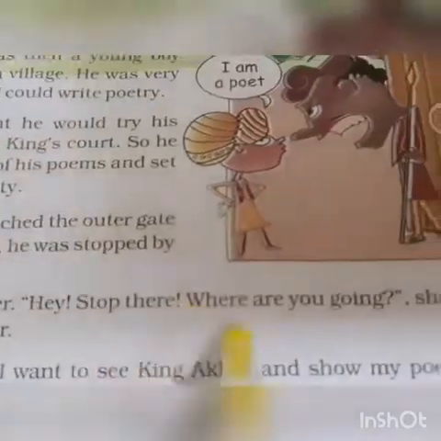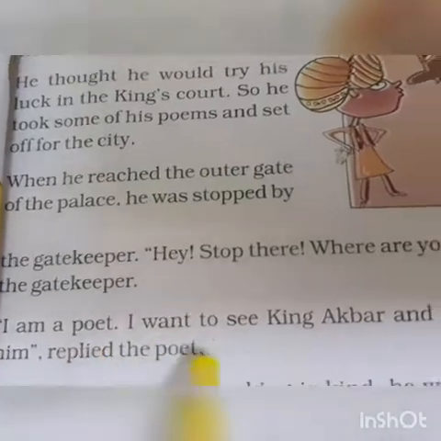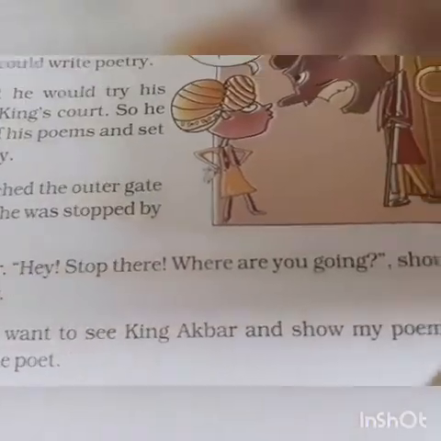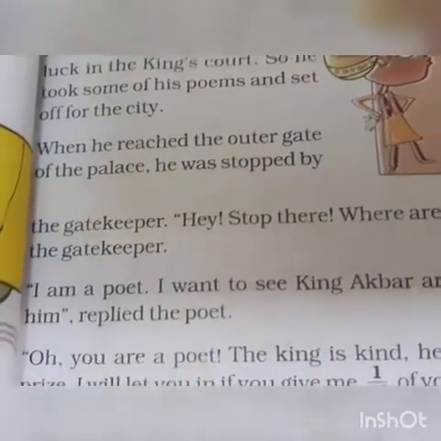"Hey, stop there. Where are you going?" shouted the gatekeeper. "I am a poet. I want to see King Akbar and show my poems to him," replied the poet. Now Birbal was first stopped by the gatekeeper. The gatekeeper said, where are you going? He said, I wanted to meet the king, as I am a poet and I want to recite my poems in front of the king.